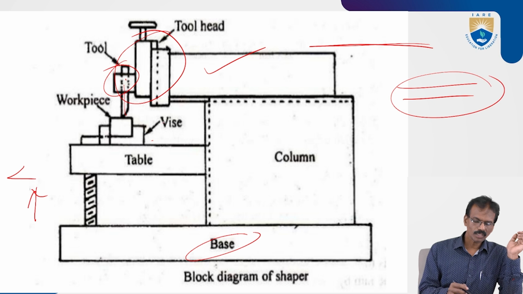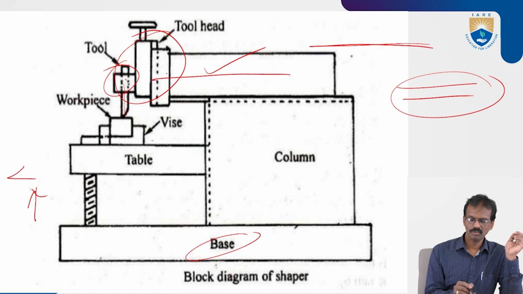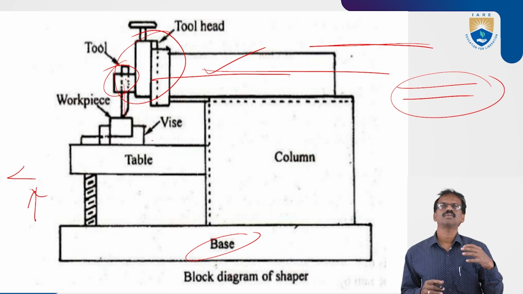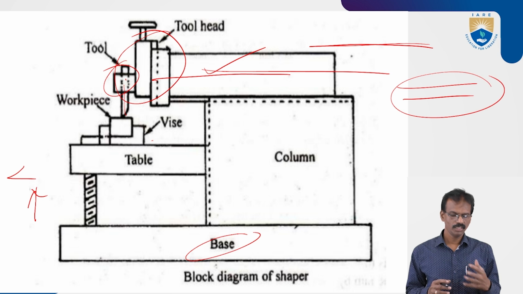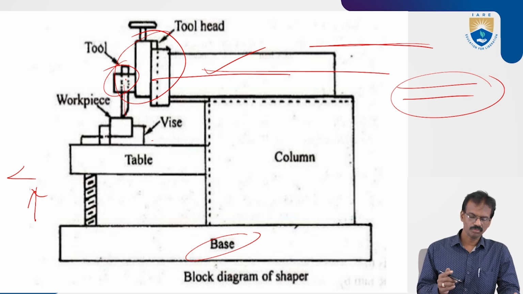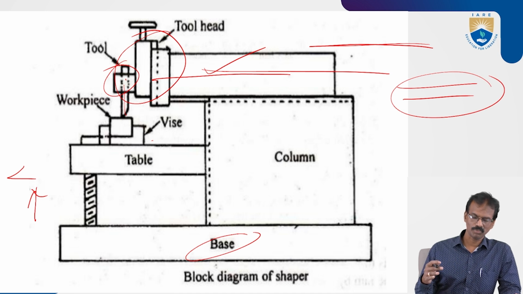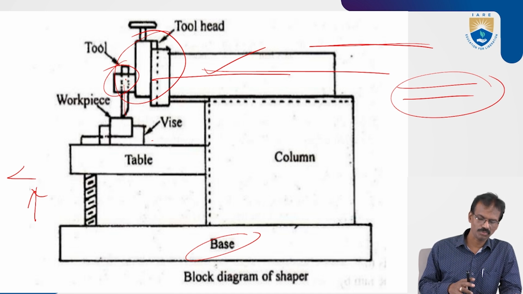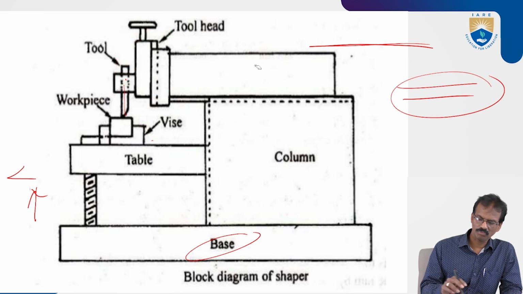So the rotary motion is converted into reciprocating motion. The ram moves in forward and backward directions. Forward is nothing but a cutting stroke. Backward is nothing but a relief stroke. Both the strokes, forward and backward, together are called one stroke. The sum of forward motion and backward motion is called the stroke.